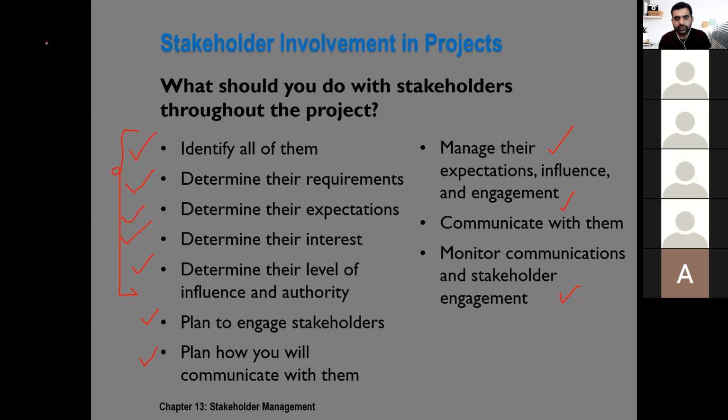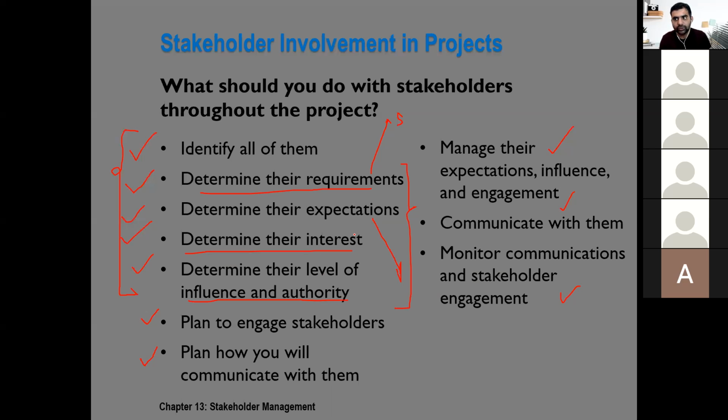Then you do some analysis activities. This is called stakeholder analysis. You analyze their requirements, get those requirements, put them in the scope. You analyze their expectations and make a strategy to manage their expectations, meet their expectations, look at their interest in the project, look at their power in the organization or influence on the project, and their authority in the organization.